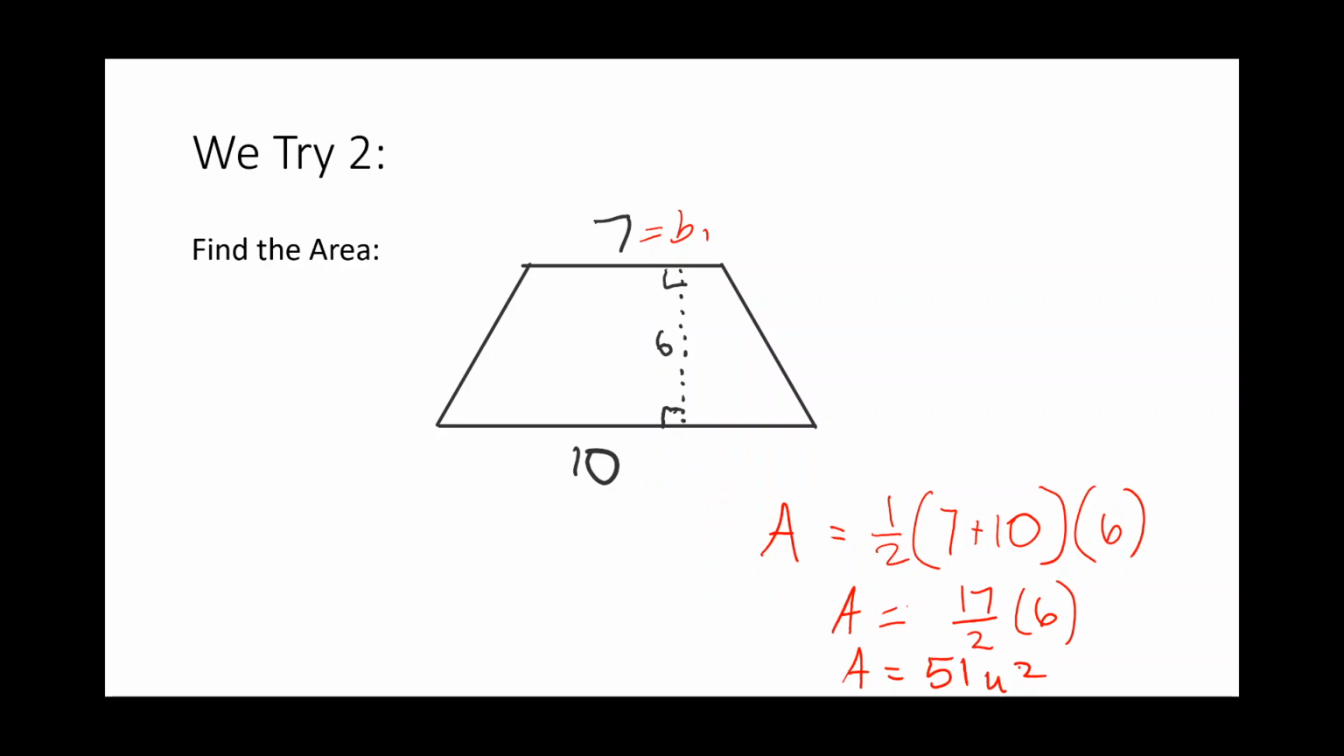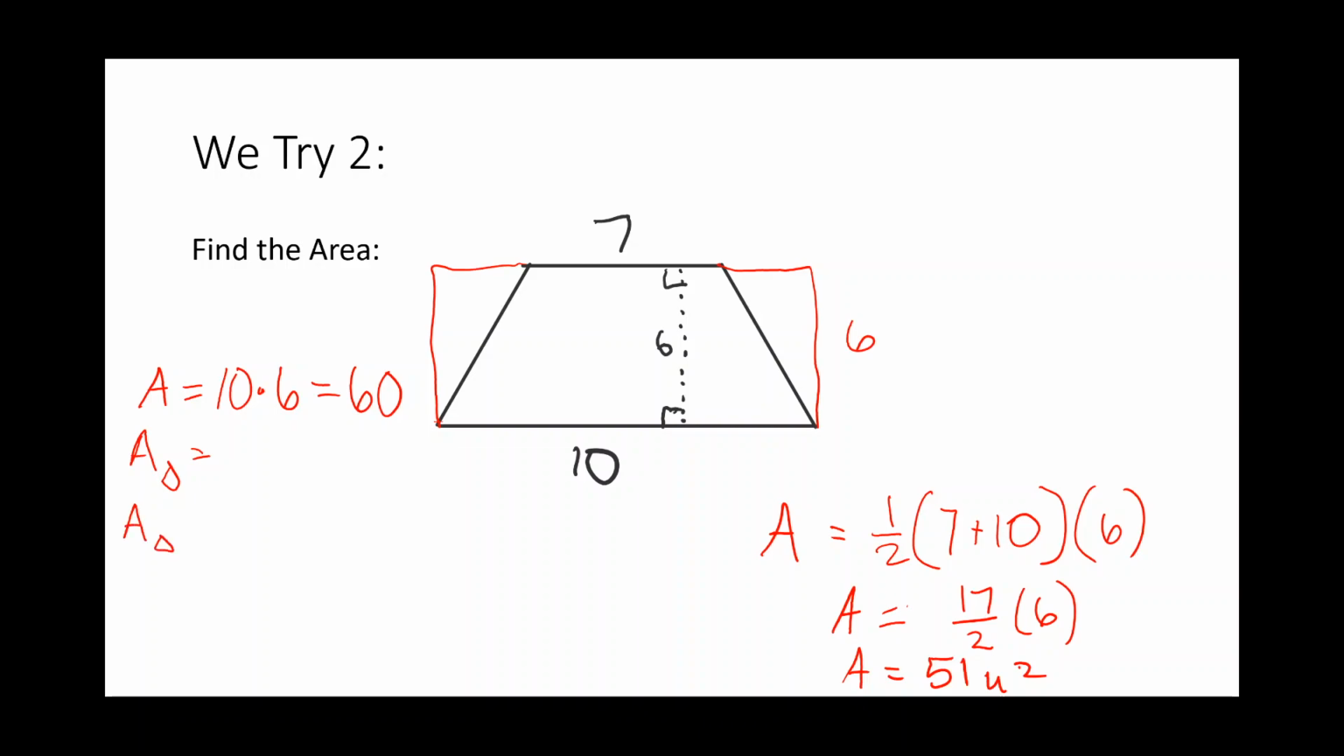Okay, let's try the other way where we subtract off those triangles. So my big rectangle here is 10 wide and 6 tall. So the area of my huge rectangle is 10 times 6, which is 60. Then I need to figure out the area of the little triangles. I'm going to have 2 of those. They should be the same though. In any trapezoid, unless it's something really wonky, these two triangles are going to be identical and they're just going to be mirrors of each other.